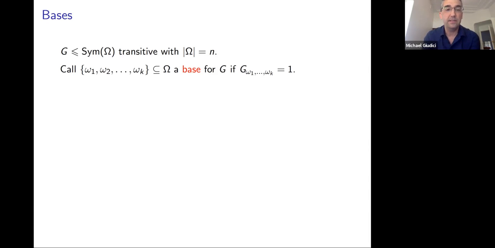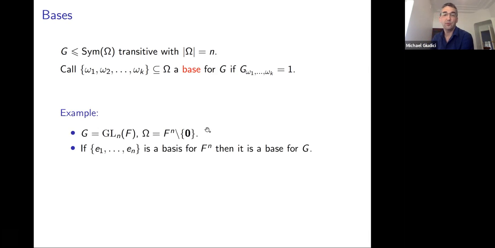Now, I suppose it's called a base because it generalizes the notion of a basis of a vector space. If I take my group G to be the general linear group of an n-dimensional vector space over my field F, and I take Omega to be the set of all the non-zero vectors, then if I have a basis for my vector space, that's a base for my group G. Because we know that if I have a linear transformation which fixes all the elements of the basis, then since linear transformations extend linearly, they will fix all the vectors in your vector space. So that's where I suppose the name comes from.